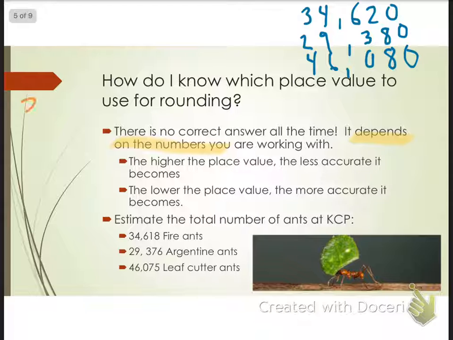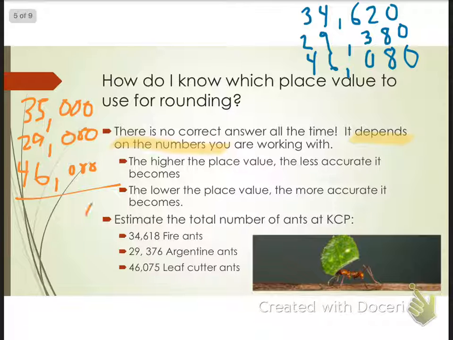Okay, so I could get 35,000. I would get 29,000. And I would get 46,000. And this is a much easier number for me to add because I know that my numbers will end in 1,000. I could simply add these together and get 110,000 ants approximately. And as you can see, that's a much quicker addition problem.